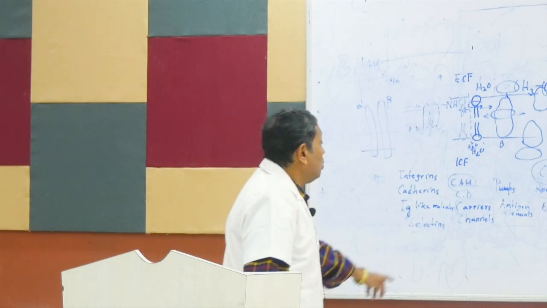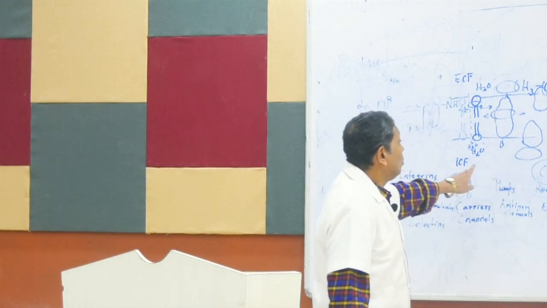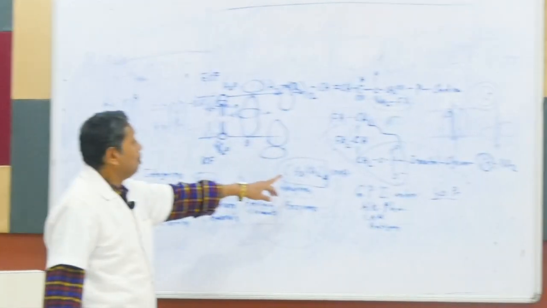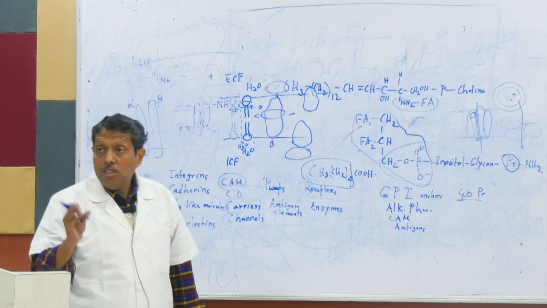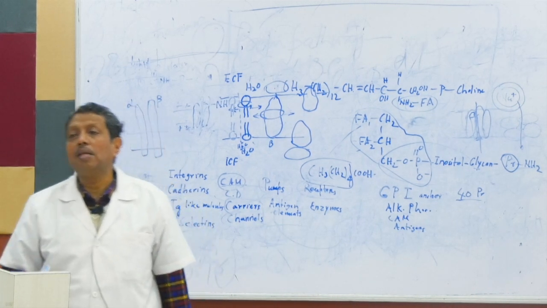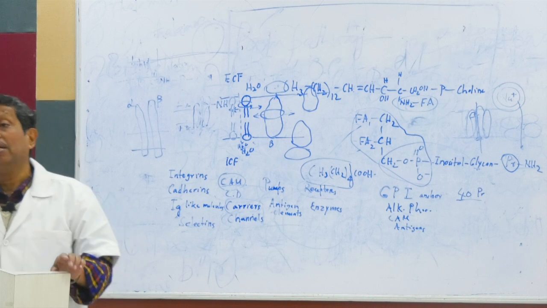Now these proteins, whether 12 membrane proteins or even 7 membrane receptors, are produced in the endoplasmic reticulum and carried within vesicles. Then the vesicles unite with the cell membrane, and they insert the protein appropriately.